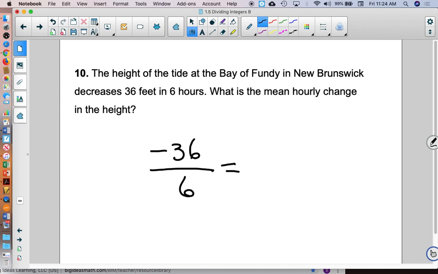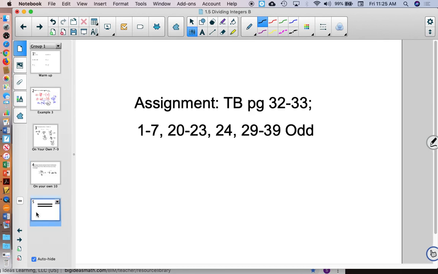So what is the mean hourly change in the height of the water at Bay of Fundy, New Brunswick? What's it going to be, Mr. Roper? Negative 6 feet per hour, technically. Because negative divided by positive is negative. So is the water rising or is it dropping? It's dropping. Okay. Now I'm going to let you go back to your homework, okay?